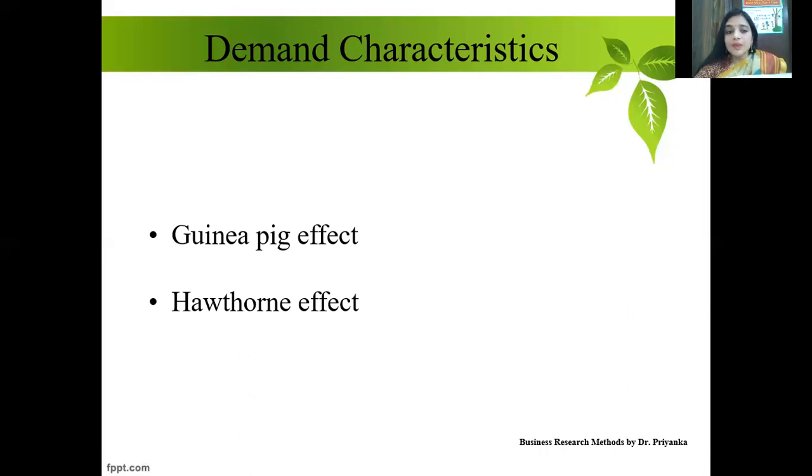Productivity was good. Whether lighting was very bright or dim, whether they were provided with good lighting or not, their productivity was good. Whether they were provided with good rest intervals or not, their productivity was good. Why did it happen? Even the investigators were surprised about this, but then they realized that the workers' morale was higher because they were aware of being part of a special experimental group.